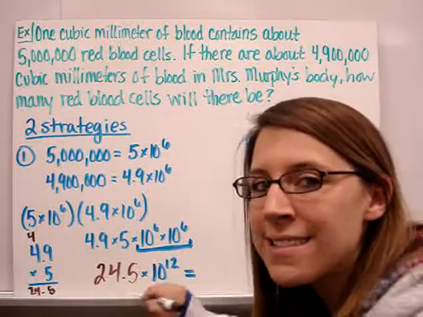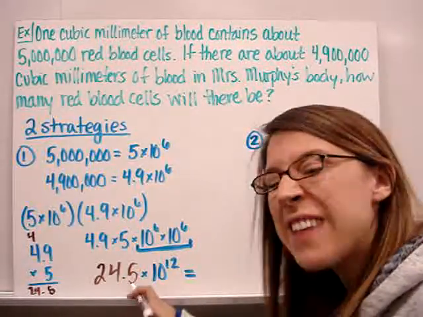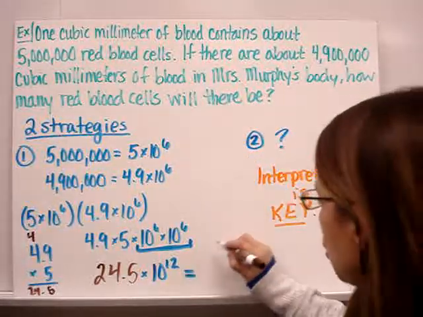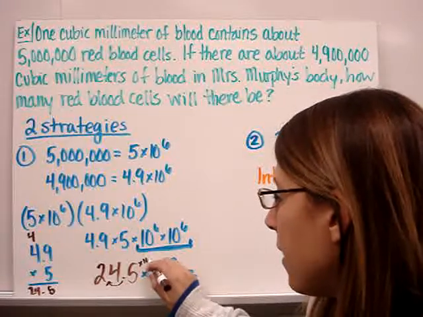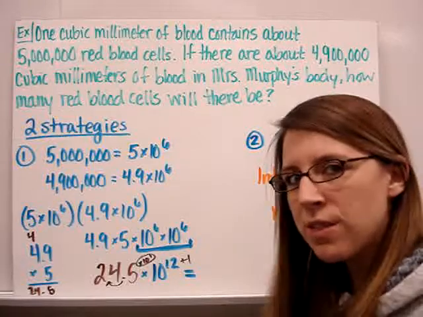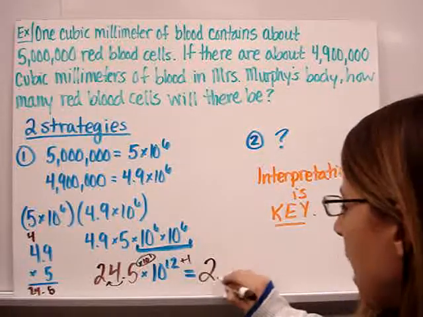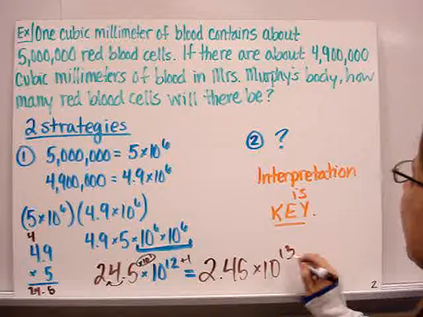Again, this is not in scientific notation, but 24 and 5/10 would be 2.45 times 10 to the 1st. So really, I just kind of add 1 to that exponent there. And in scientific notation, I would get 2 and 45/100 times 10 to the 13th.